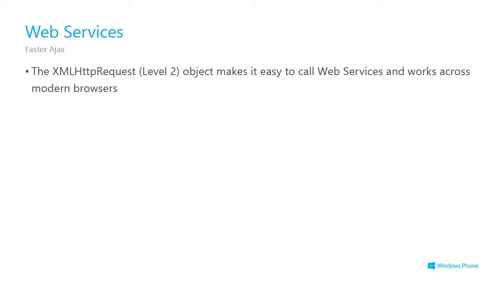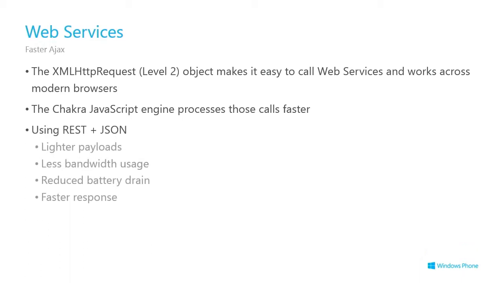Let's talk about web services. So we get to take advantage of the new XMLHttpRequest level 2 object to do those great Ajax calls. Your Ajax calls are going to be faster than the Ajax calls on the other phones because you have the just-in-time compiled Chakra JavaScript engine, which means your Ajax code is a zillion times faster. Okay, that's not very scientific.